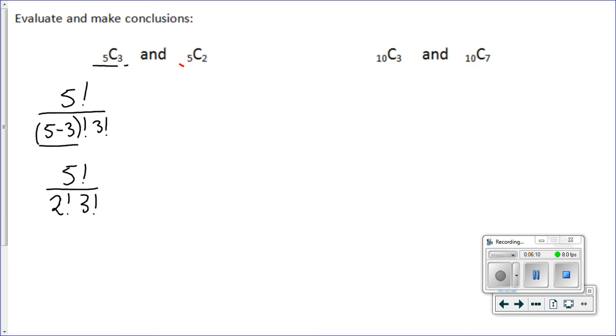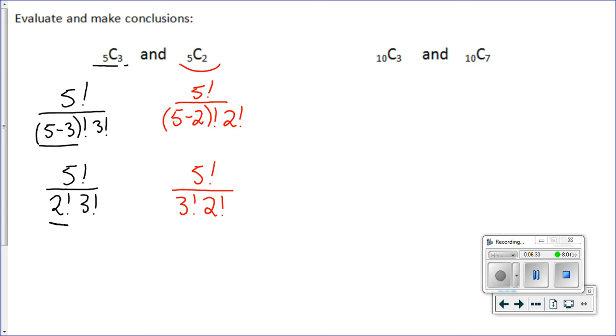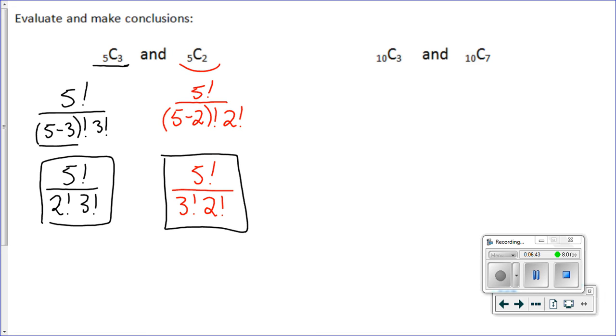Whereas in the second one here, 5 choose 2, I have n factorial over n minus r, in this case r is 2, and then r factorial. If I reduce that, I get 5 factorial over 3 factorial and 2 factorial. In each case, I end up with the same expression: 5 factorial in the numerator, and 2 and 3 factorial in the denominator. So among 5 objects, choosing 3 and choosing 2 are the same combination. This would be a good point for you to pause the video and try these two.